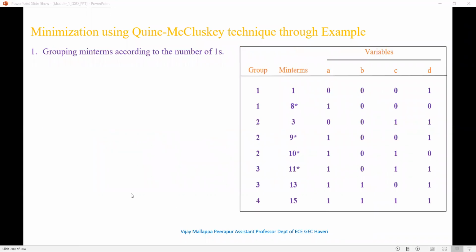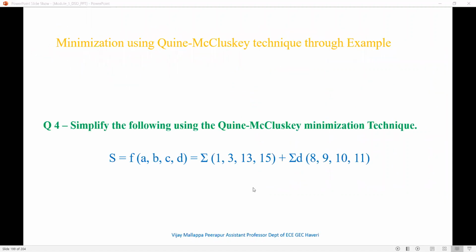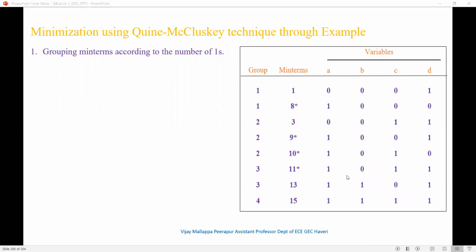The first thing, as I said here, is the grouping of mean terms depending on the number of ones it has. Depending on the number of ones, we can have groups 0, 1, 2, and 3. If you see in the given expression, there is no 0, so there is no group 0 because we don't have the mean term 0. Since we have 1, 3, 13, 15, 8, 9, 10, and 11, the don't care terms also need to be included in the table while writing the groups, right?